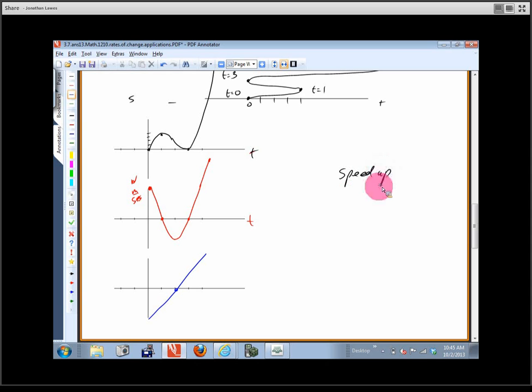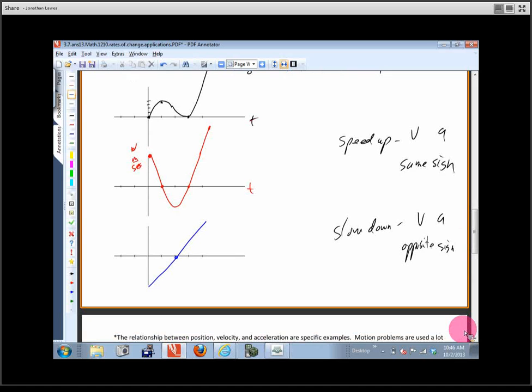Speed up, slow down. We figured out on the last question a way that we could tell. It's got to do with velocity and acceleration. If it's speeding up, velocity and acceleration have the same sign. And if it's slowing down, they have opposite signs. So let's look at this, and then we'll come back up and look at the diagram again in just a second.